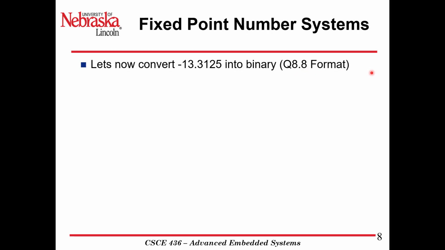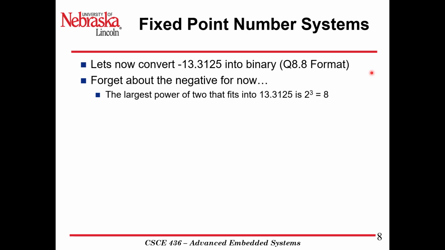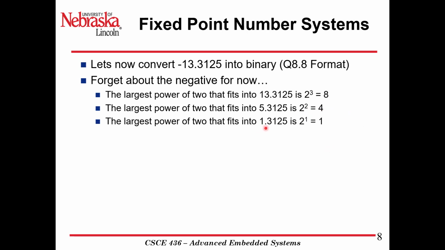What do we do then? Forget about the negative for now. We're just going to look at 13.3125. Find the largest power of 2 that fits in that. We get an 8. So that's 2 to the power of 3. And then we subtract that off, we have 5.3125. And we get a power of 2, so a 4 in there. Subtract that out, we get 1.3125. And now we pull out a 1, which is 2 to the power of 0, giving us 0.3125.